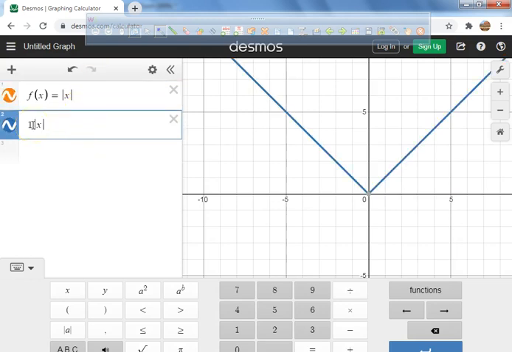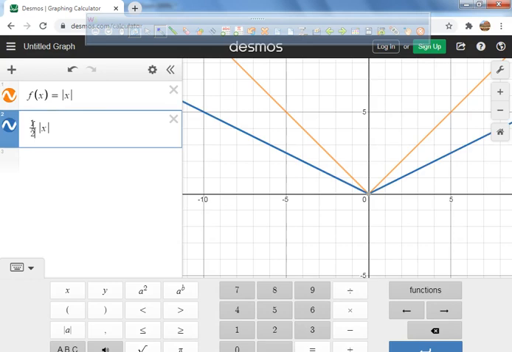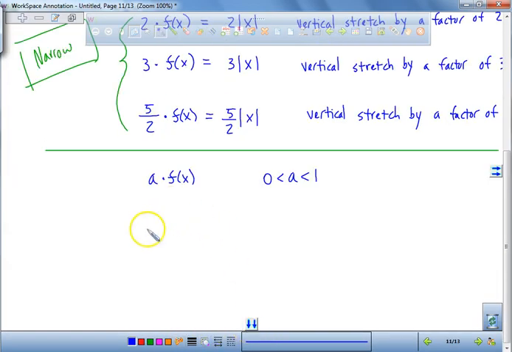But if I make it 1 divided by 2, now you can see the width has changed. Okay? So what happens? Look, it goes up 1 over 2, up 1 over 2, up 1 over 2. So what do we call this? We don't call it a vertical stretch. All right? So if I said 1/2 f of x, that would be 1/2 the absolute value of x, and we call this a vertical shrink.